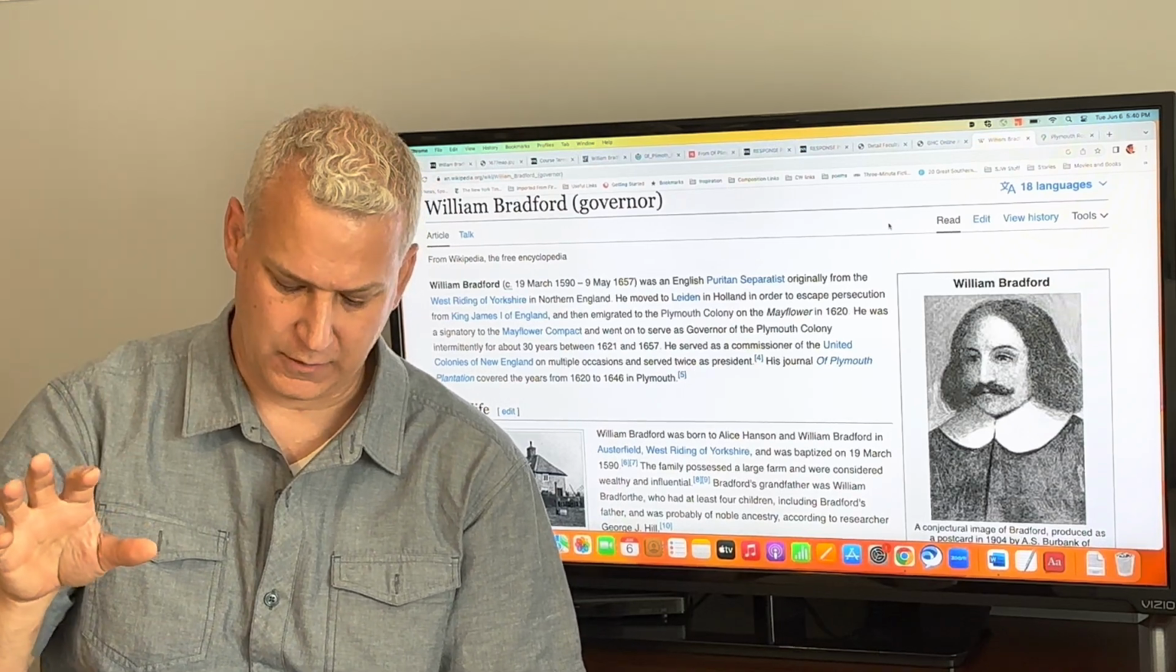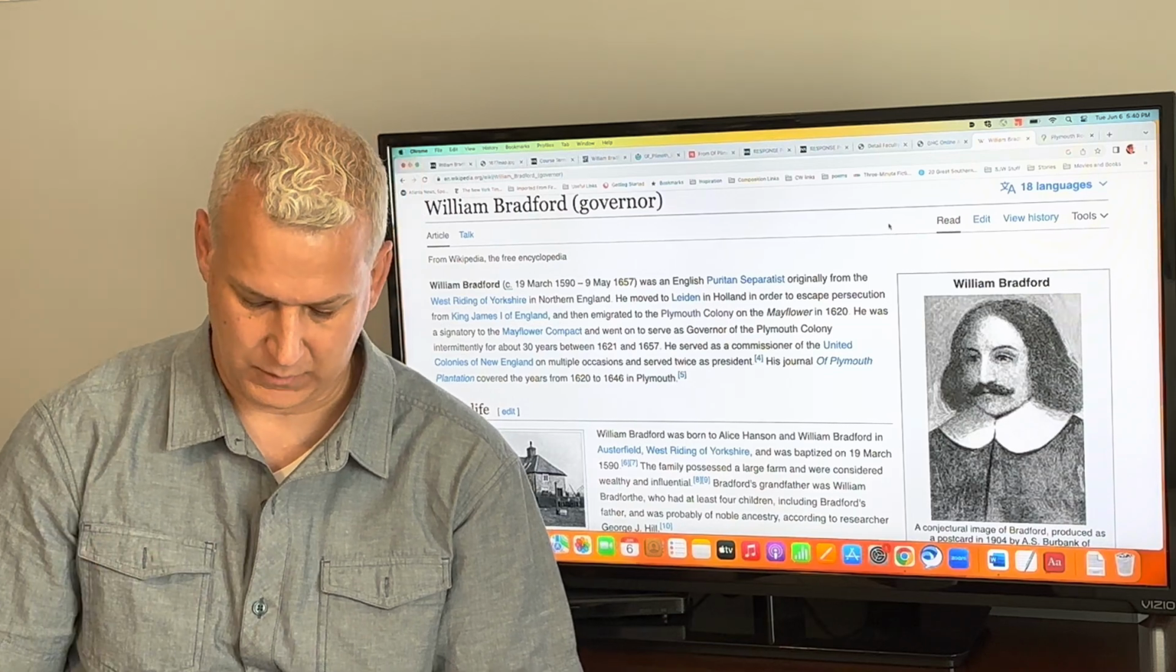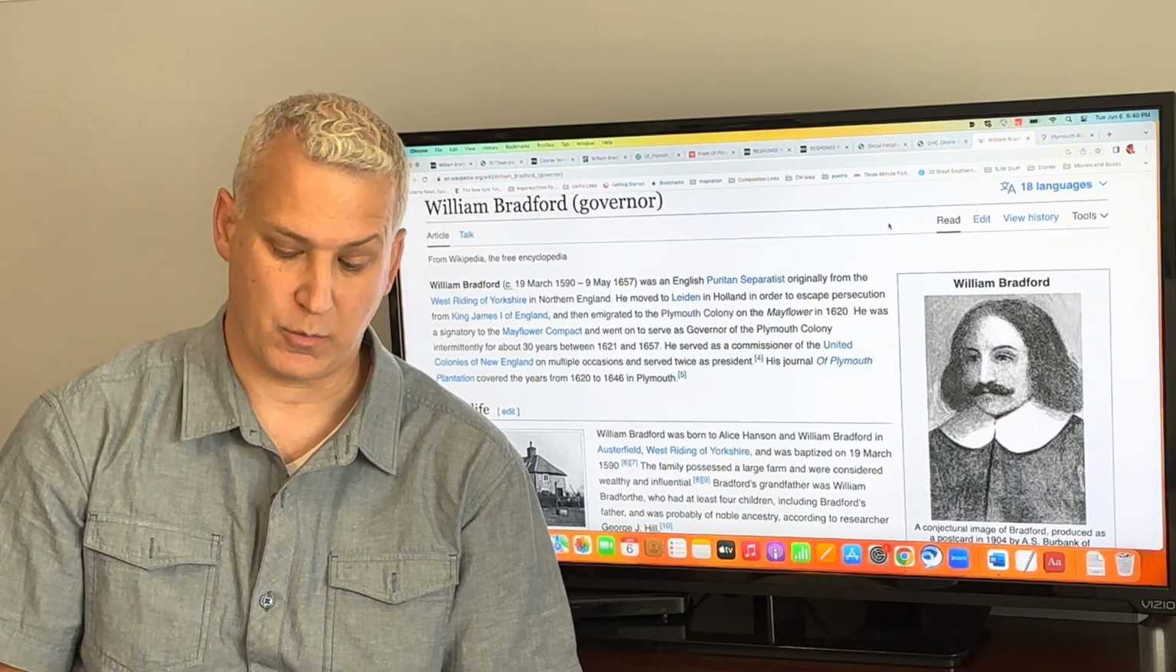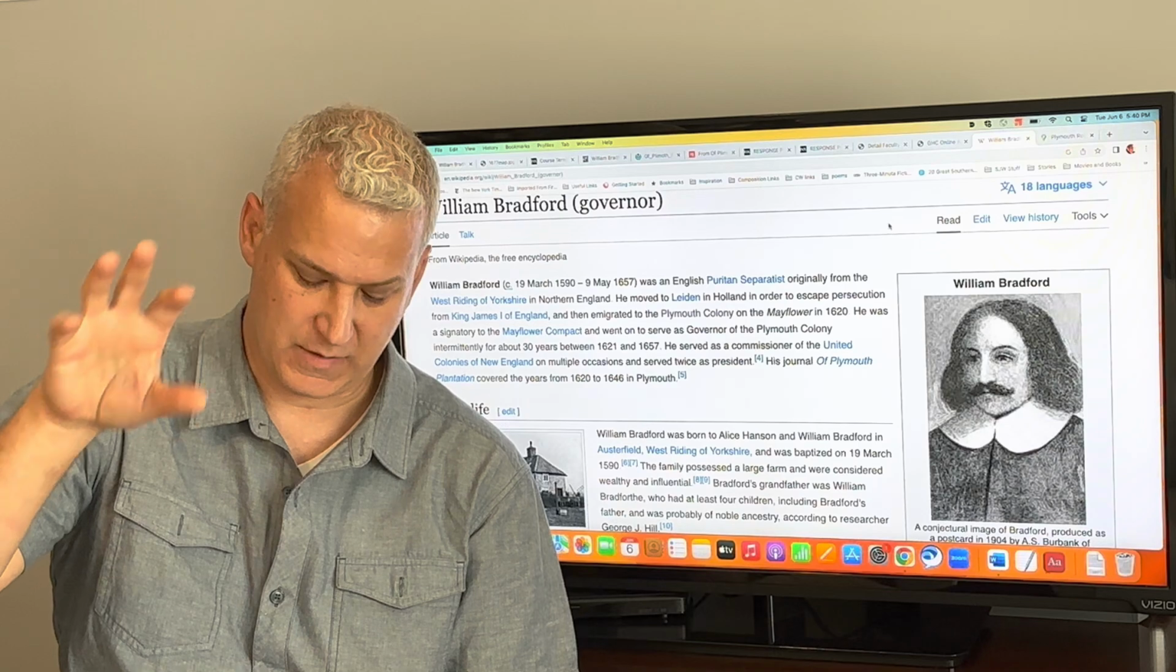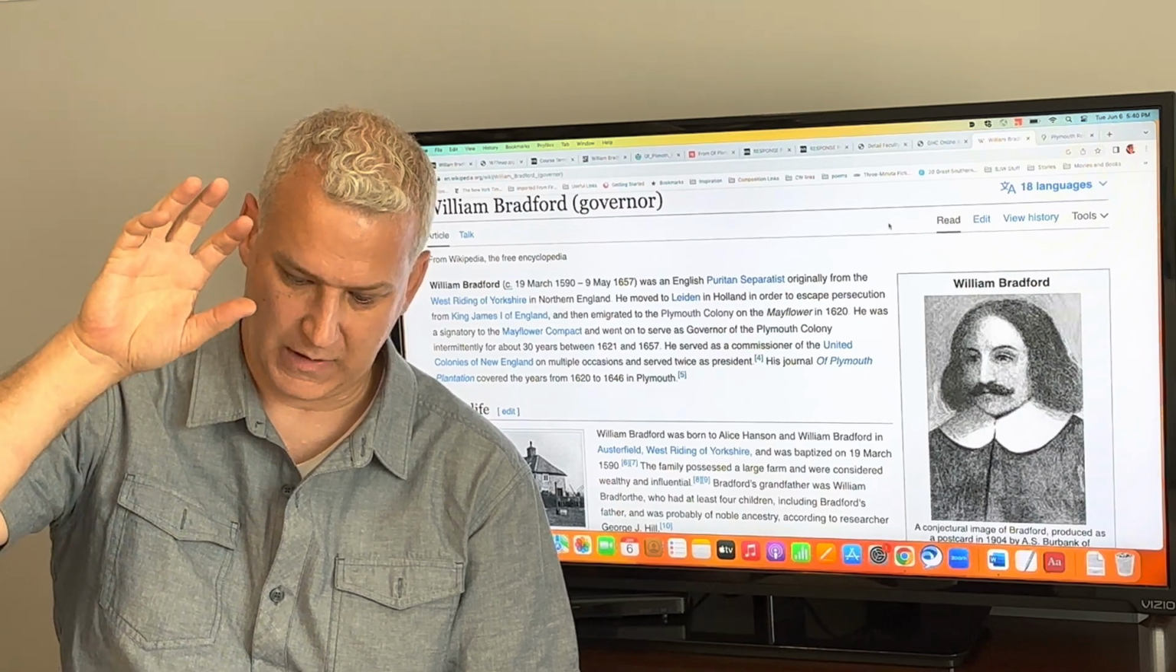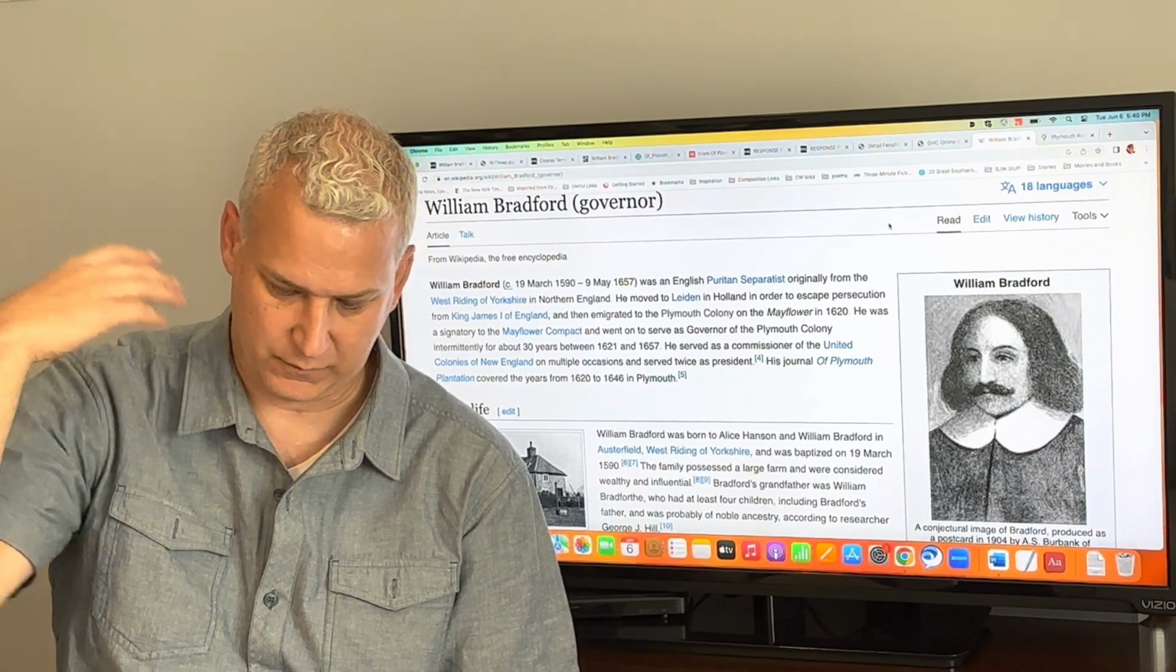In the past 100 years, it was recovered. It was lost and then recovered. Book 2 has become the more famous part because it tells about the Mayflower Compact. It gives a bunch more of the famous parts of what we associate with the Pilgrims.